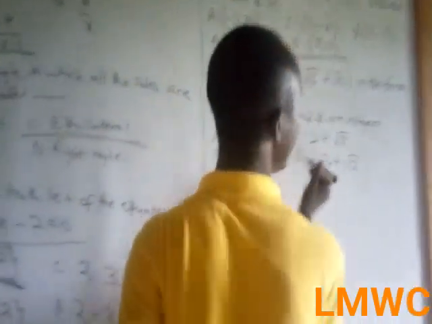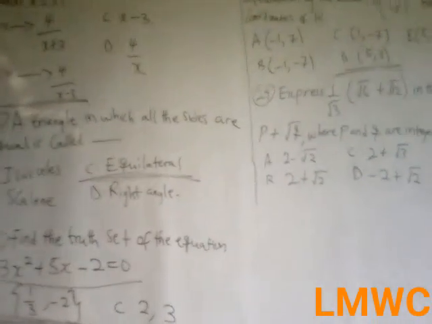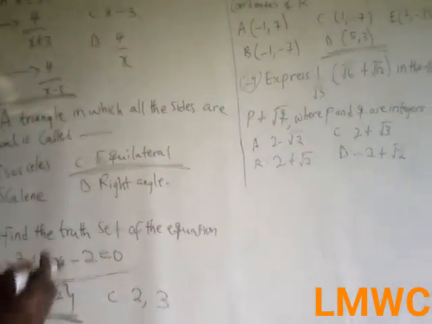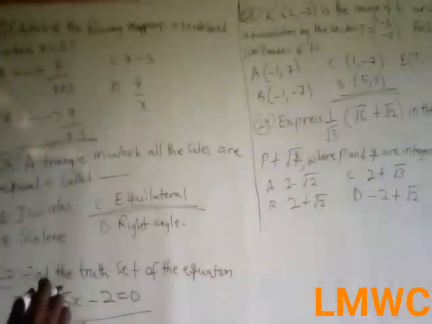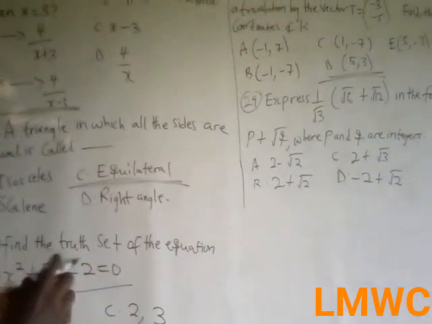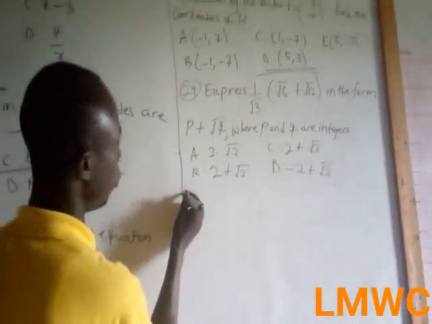Question 29. This question is on surds, and surds is an interesting topic. Express 1 over root 3, bracket root 6 plus root 12, bracket close, in the form P plus root Q, where P and Q are integers. So this is what you do.